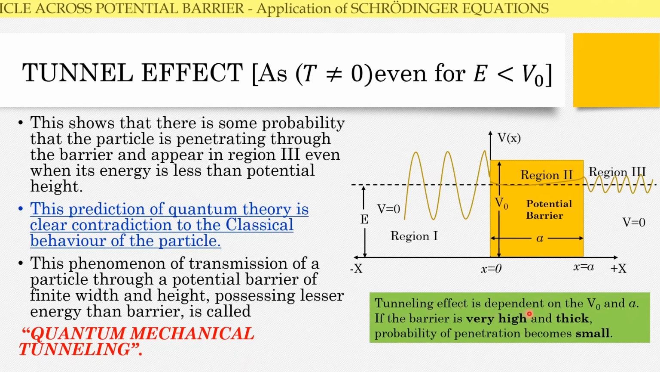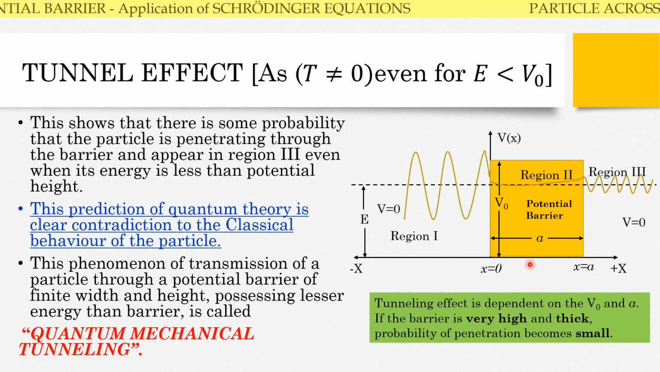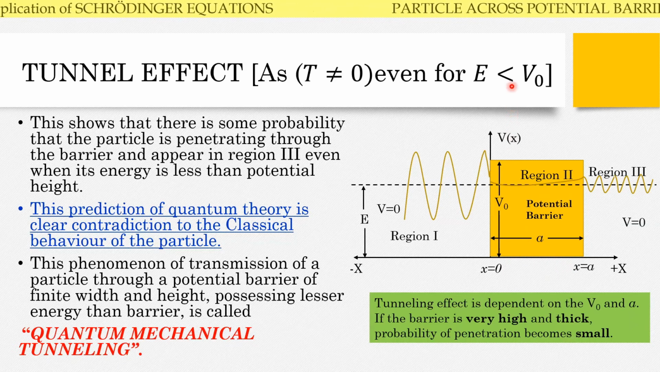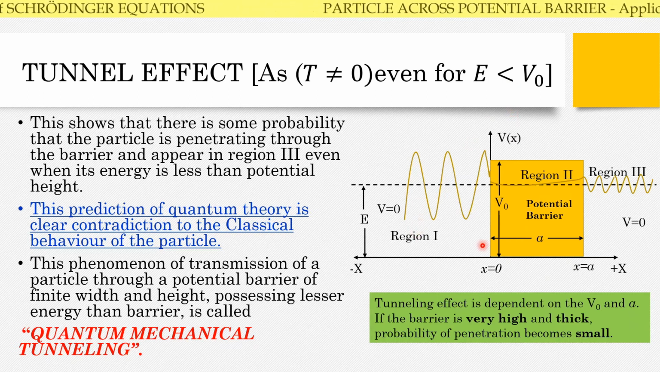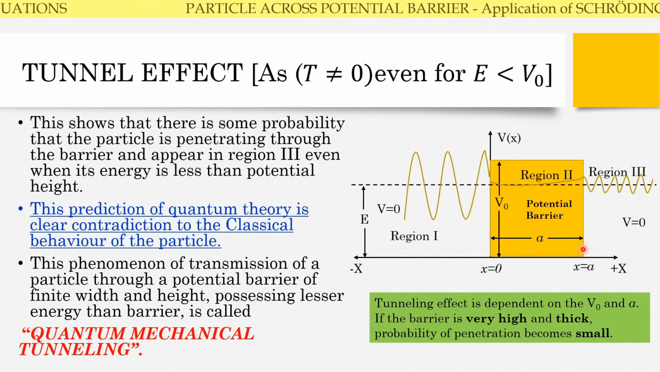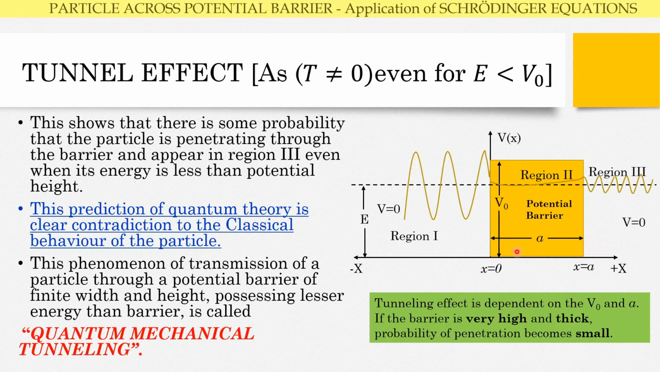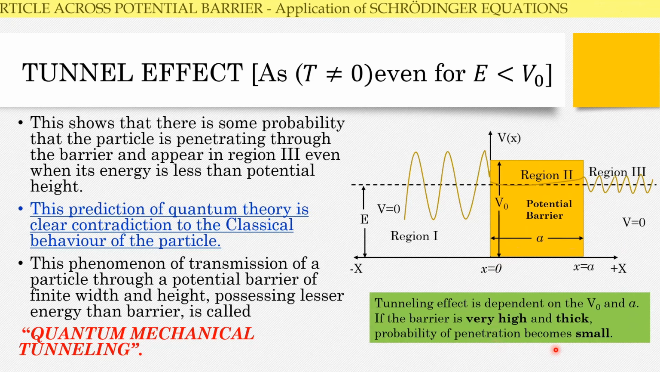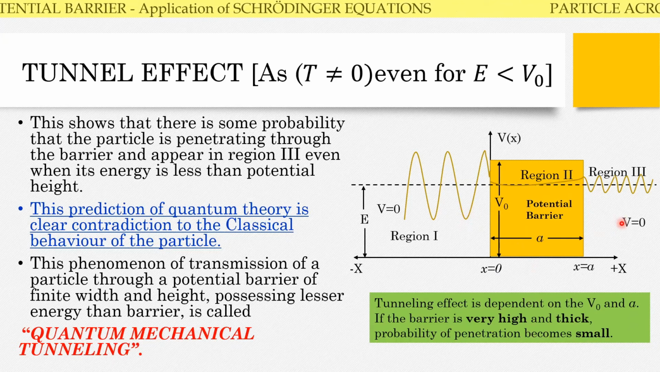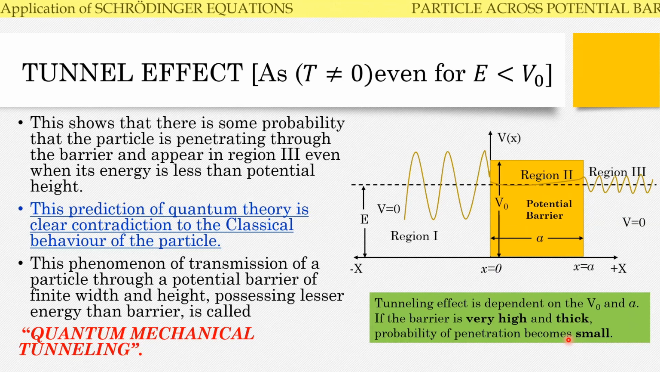The tunneling effect is dependent on the potential height and the potential width. If you make the barrier very high compared to the energy of the particle, and make it very thick, having very large thickness, a is very large, in that case the probability of penetration becomes very small. That is, the chances of transmission of the particle from region 1 into region 3 become very less. So this is the tunnel effect.